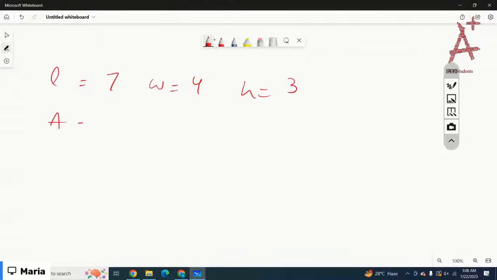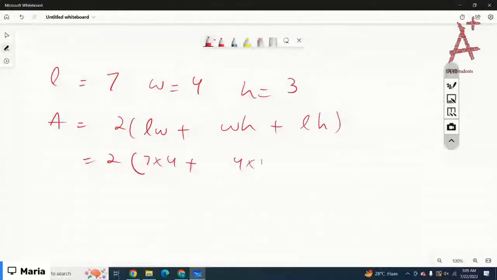That would be area equals 2 times length width plus width height plus length height. So just multiply 2 times length width, 7 times 4, width height, 4 times 3, and length height, 7 times 3. 7 times 4 is 28, 4 times 3 is 12, and 7 times 3 is 21. Just add them and multiply them by 2.